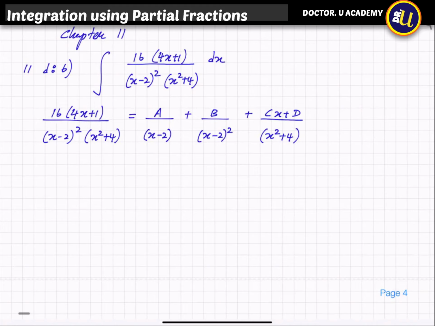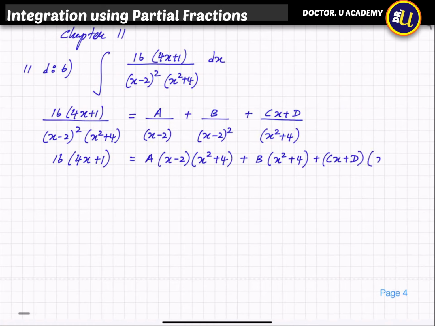So now I will get the common denominator. So when I get the common denominator, what I will have is 16 times 4x plus 1 is equal to a times x minus 2 times x squared plus 4, plus b times x squared plus 4, plus, then you get cx plus d times x minus 2 squared. Now you need to find A, B, C, D.